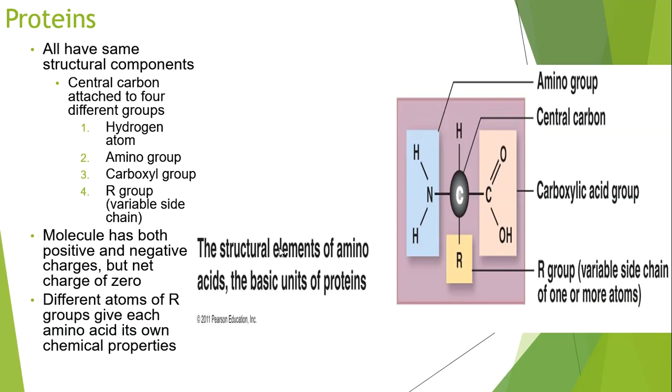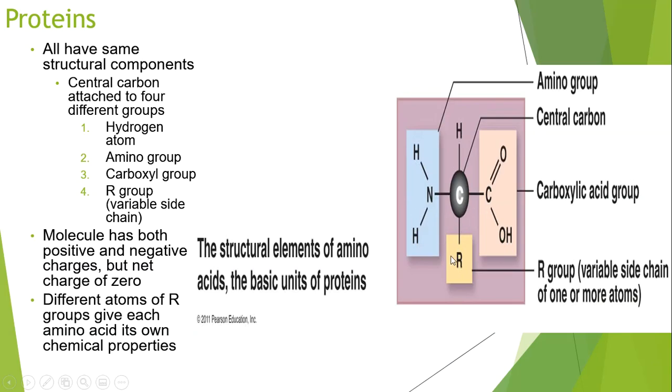Most proteins, like the other macromolecules, have the same general structural components, but proteins differ in that they usually have a central carbon attached to 4 different groups. These are your functional groups: your hydrogen atom, your amino group, which is on the side here, and your carboxyl group. For those of you who haven't taken organic chemistry or chemistry 2, the carboxyl group is just a double bonded oxygen with an OH group on the other side of that carbon. And then an R group.